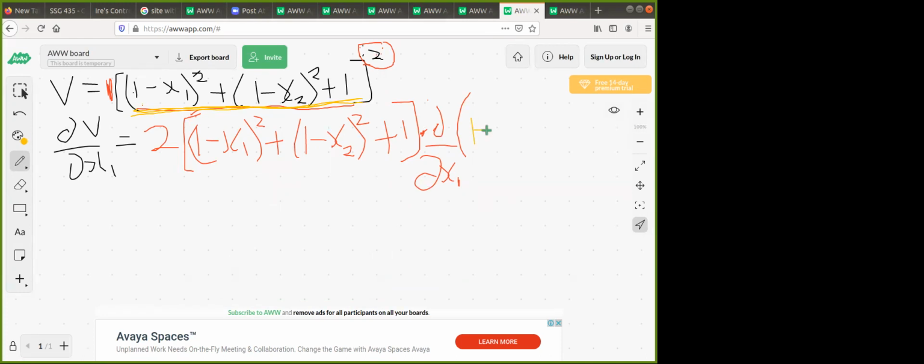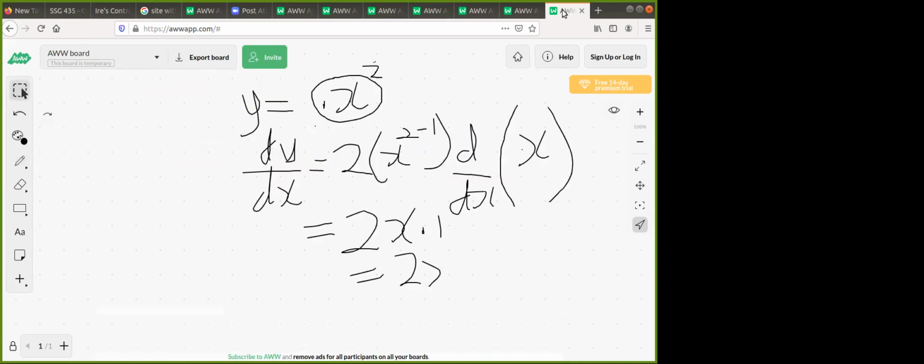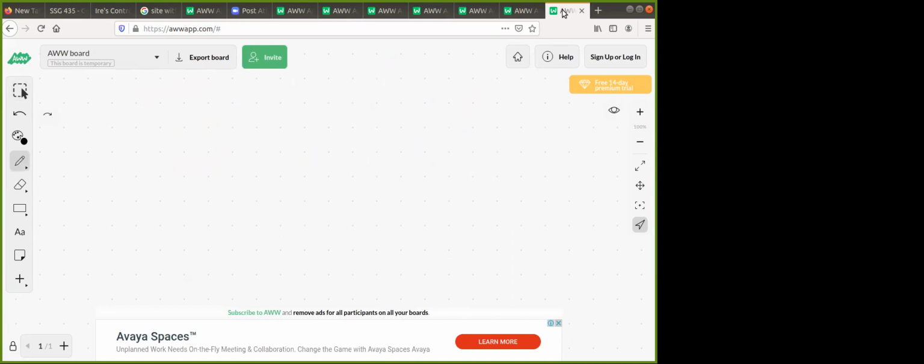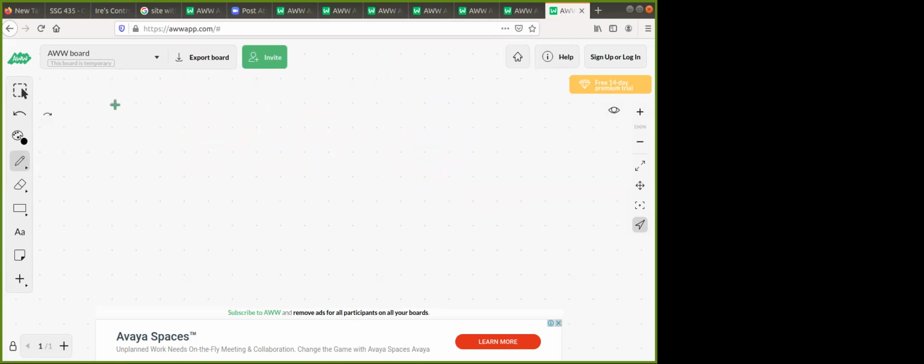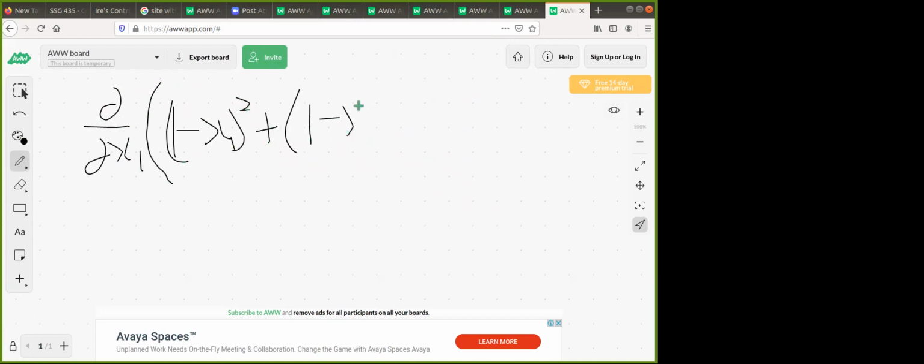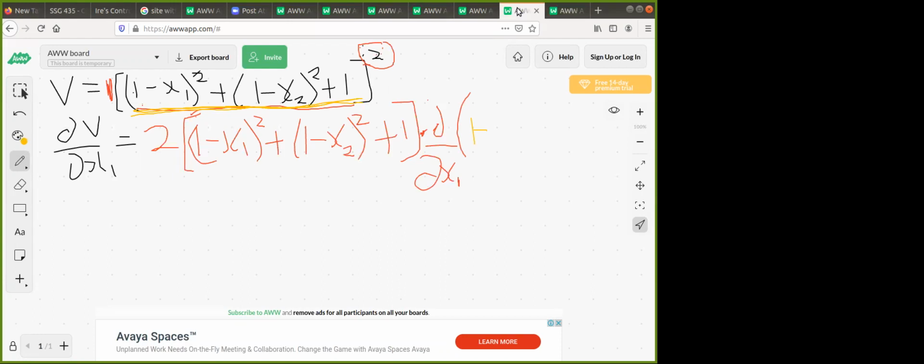Can I just go and do the whole of this on another page and come back? Let me do it here. The differential with respect to x1 of the whole of this: 1 minus x1 squared plus 1 minus x2 squared, then plus 1. Okay, yeah, the differential of this, let me just confirm.